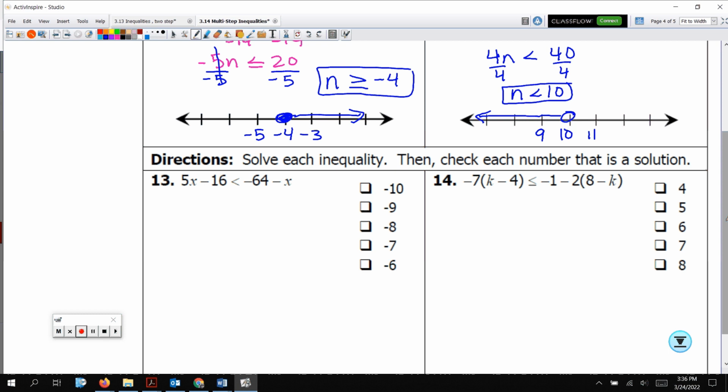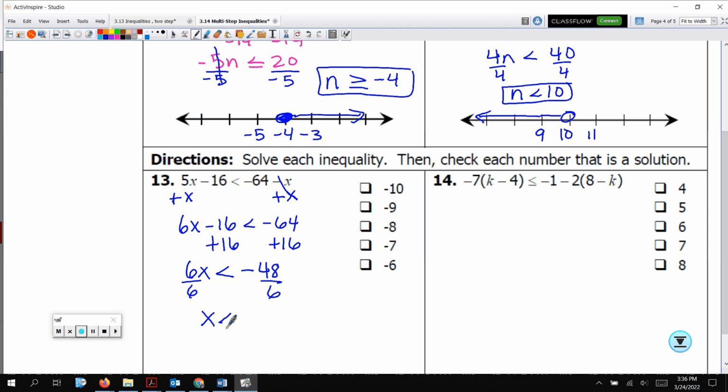I don't have parentheses. I don't have like terms, so I'm ready to move this variable to the left side. Since it's negative, I'm going to add. This is 1x. I'm adding 1x to the other side. 5 plus 1 is 6. And 16 less than negative 64. All right, now we add 16. And we get 6x is less than negative 48. Now I want to divide by 6. x is less than negative 8.